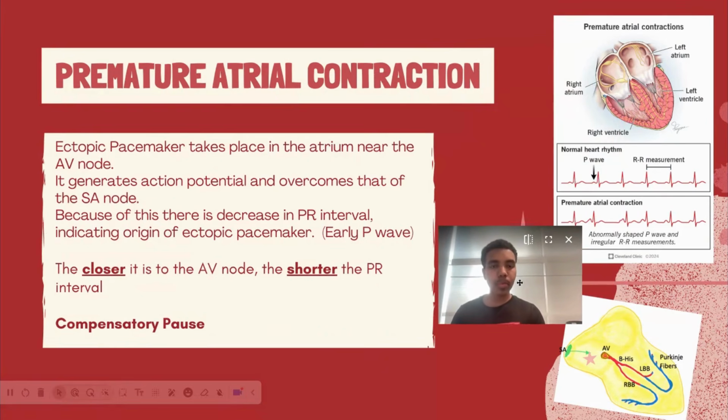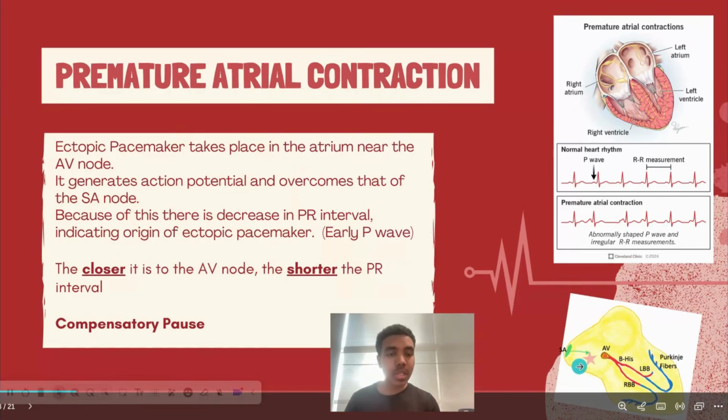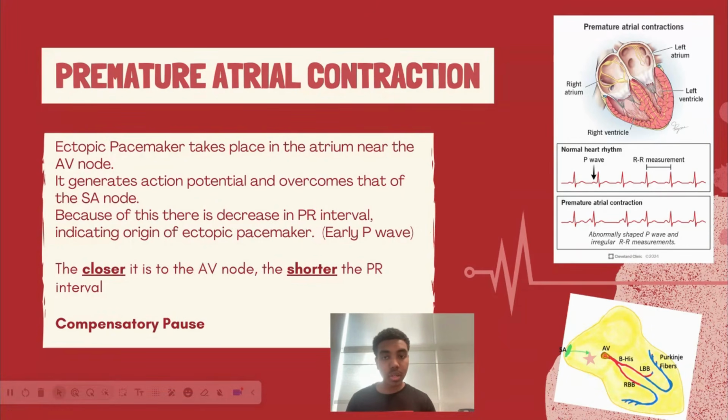Anyways, moving on. Premature atrial contraction. So what is premature atrial contraction? This is when you have an ectopic pacemaker that takes place in the atrium near the AV node. If you take a look at this picture, the star is basically the ectopic pacemaker. Let me make this simple for you. It generates an action potential that overcomes that of the SA node.